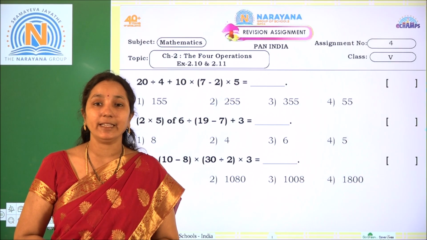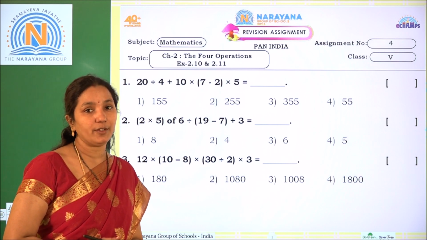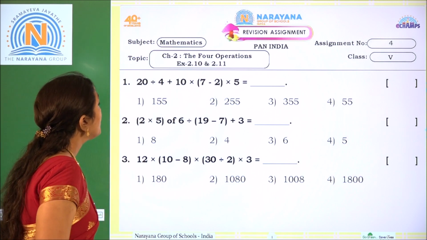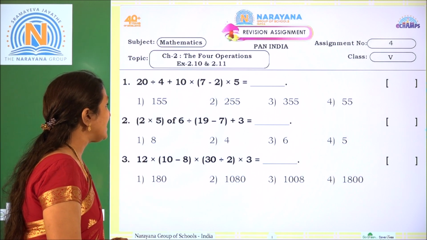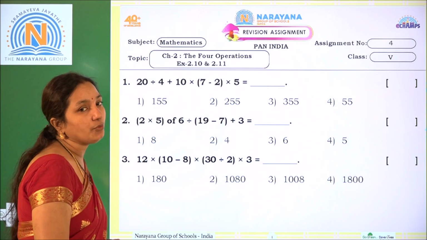Today our revision assignment is Chapter 2, the 4 operations. You can refer to exercises 2.10 and 2.11. Coming to the first one, 20 divided by 4 plus 10 into bracket of 7 minus 2 into 5.